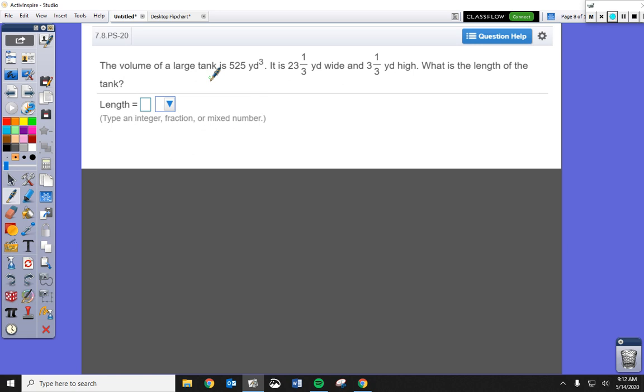Okay, let's go back to our original formula for volume. Volume equals length times width times height. They've given us 3 numbers. I have 4 variables down there. We're going to have to substitute them into the right place.